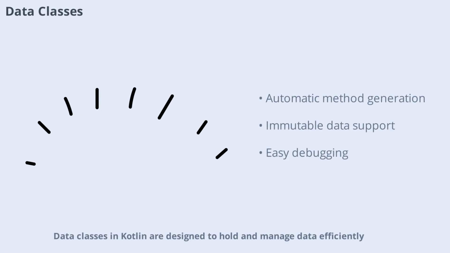Data classes in Kotlin are designed to hold and manage data efficiently. They automatically generate useful methods like equals, hashCode, toString, and copy, reducing boilerplate code. Data classes enhance readability, support immutable data with val properties, and make debugging easier. The copy method allows for easy creation of modified instances, promoting functional programming. Use data classes when you need concise, clear, and robust data holders in your application.